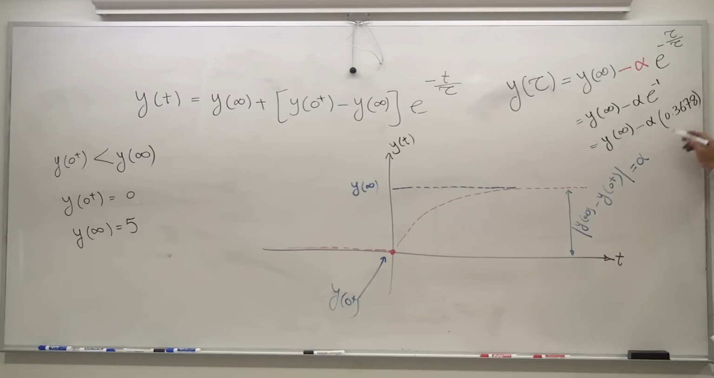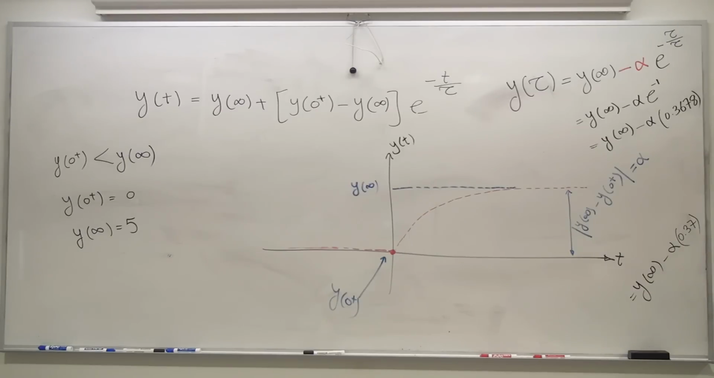I want to round this up, if you don't mind. I'm continuing this process. It's going to be equal to y of infinity minus alpha. 0.3678 is almost 0.37, if you don't mind. I'm just rounding this up. Okay? In 1 tau, I get to y of infinity minus 37% of alpha.